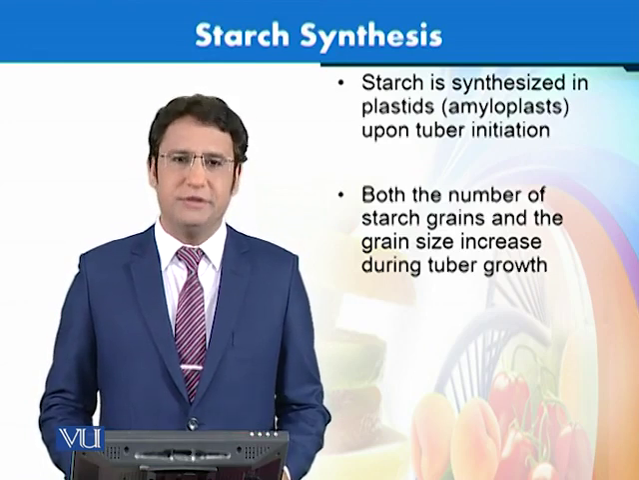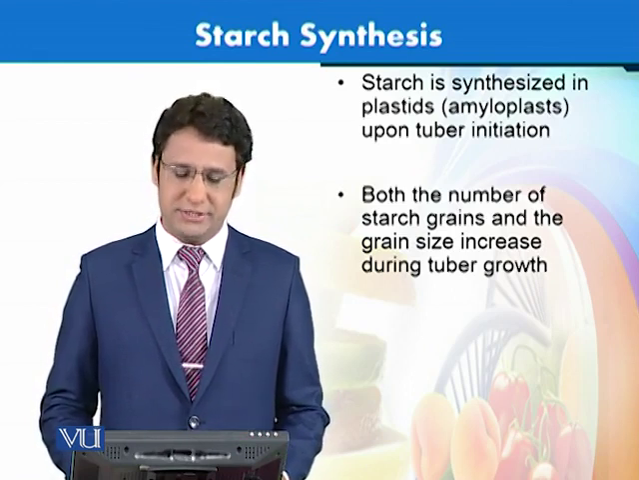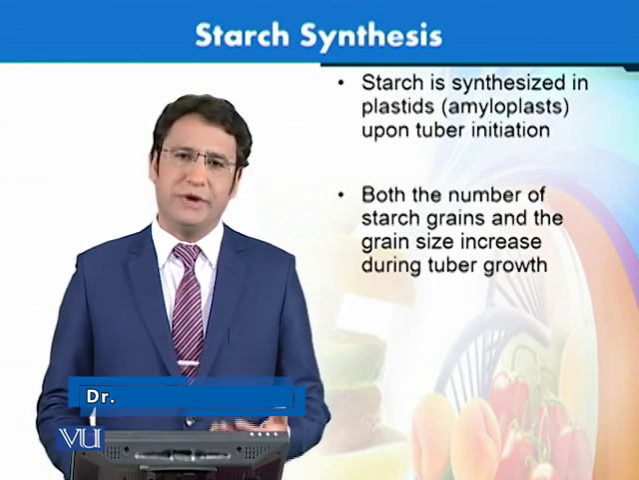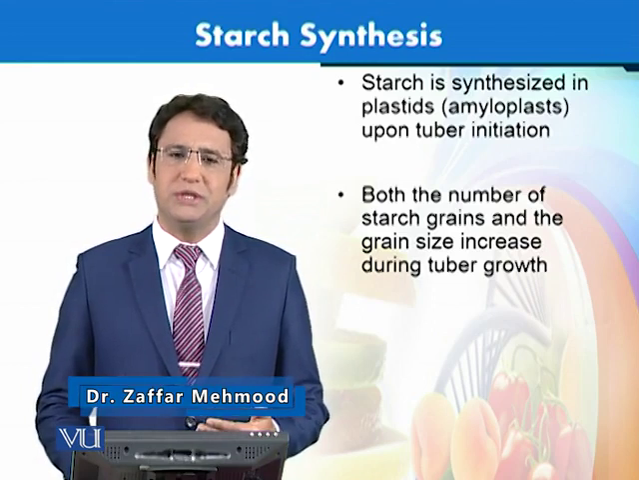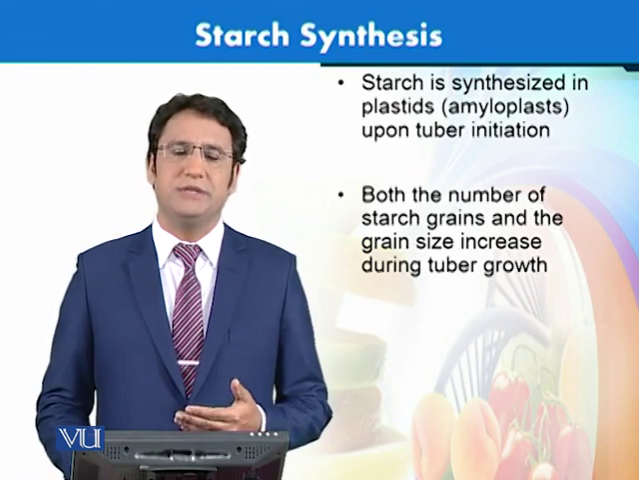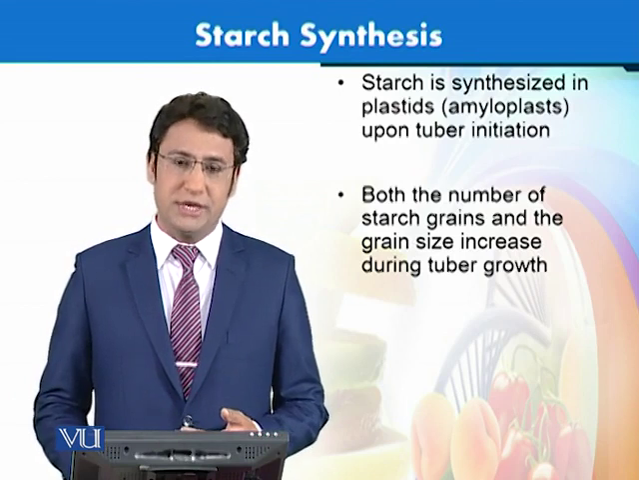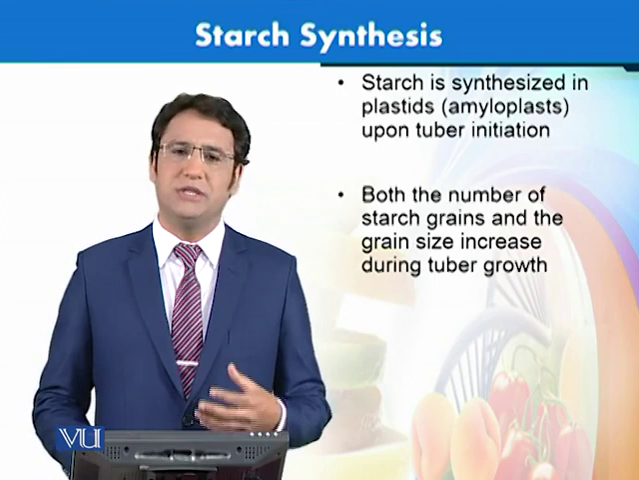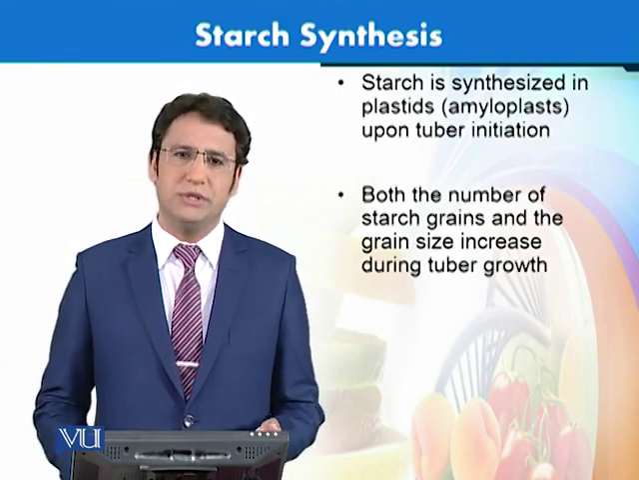Generally this happens in plastids. Starch is all synthesized in plastids or amyloplasts when the tubers are initiated, during the very early stage of growth. Then these tubers start growing, and when they start growing, the number of starch grains increases and the particle size of the starch also increases. So there would be more starch grains, and bigger starch grains as well. This is the growth process in all the tubers.